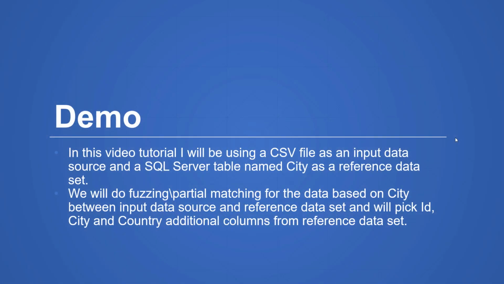In this video tutorial, I will be using a CSV file that has some data in it, including city, as an input data source and a SQL Server table named city as a reference data set. So we will do fuzzy or partial matching for the data based on the city between the input data source and the reference data set. And then we will pick the ID, city and country additional columns from the reference data set. So let's jump to the demo.